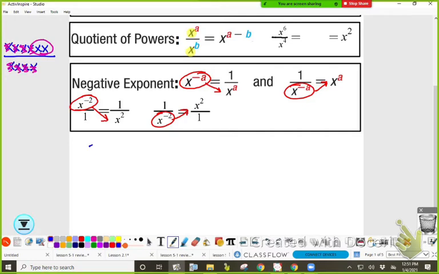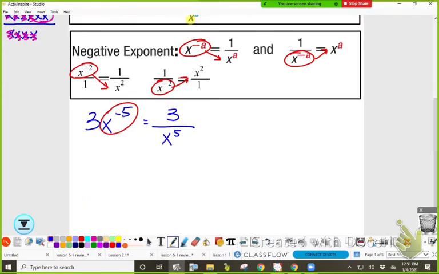Another example, if I have 3x to the negative 5, what has a negative exponent here? Yeah, the x does. So only this moves to the denominator. So the 3 stays on top, and then x to the 5th goes to the denominator. So only what has a negative exponent moves.